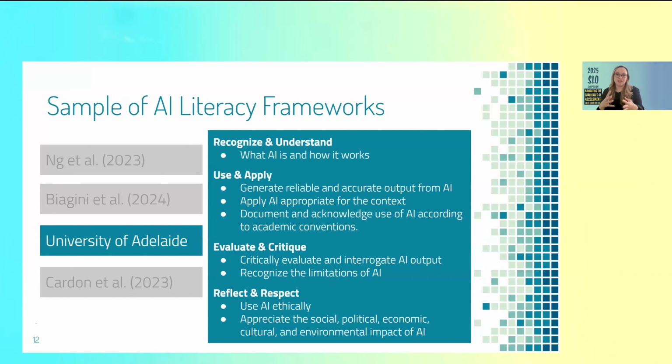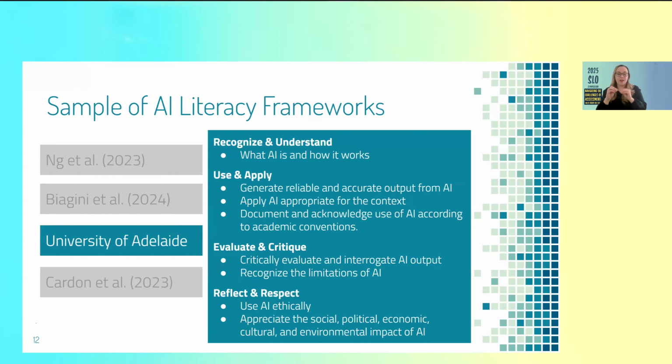The first dimension in this framework is recognizing and understanding what AI is and how it works. The second domain, or dimension, of this framework is being able to use and apply AI. So generating reliable and accurate output, applying the appropriate AI tool for the context, so using the right tool for the task, documenting and acknowledging the use of AI according to the academic conventions that the student is working with.